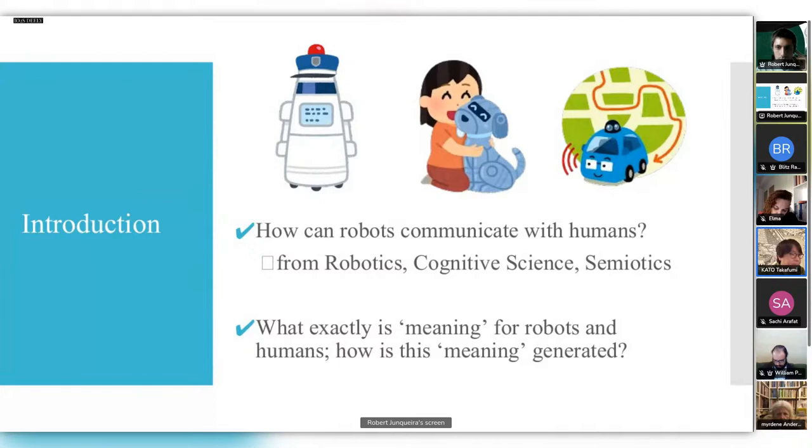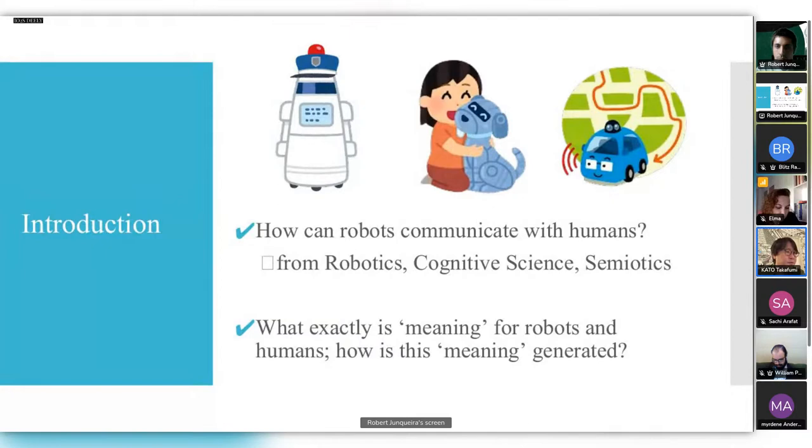Furthermore, the contribution of philosophical fields such as semiotics is also expected to serve as a platform for receiving those interdisciplinary interests. The key question here is, what exactly is meaning for robots and humans? Or in other words, how is this meaning generated? For us humans, meaning is very important. It is intrinsically related to our survival. If we, as biological creatures, do not identify and appropriately act on what nourishes us and what harms us, we will soon die. Then, what about AI and robots?